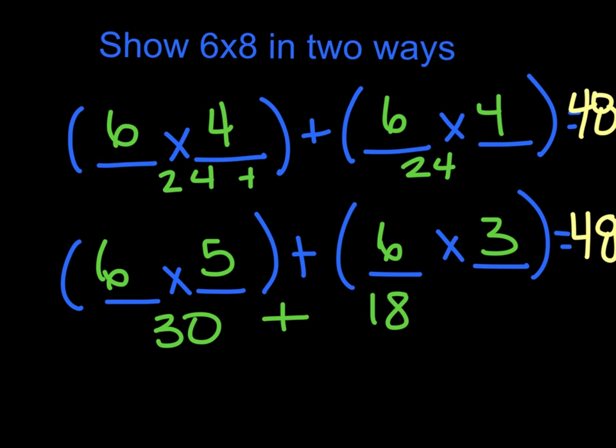Okay, here's how I decided to break this problem down. Remember, there are multiple answers. So I chose to keep my 6 because it's easier to multiply by 6 than it is 8. I broke the 8 into 4 and 4. So I got 24 plus 24, which equals 48. And then the second time, I broke the 8 apart again, and this time I broke it into 5 and 3. So I got 30 and 18, and I still got 48. So if you got a product of 48, then you probably broke your problem down successfully. Good job.